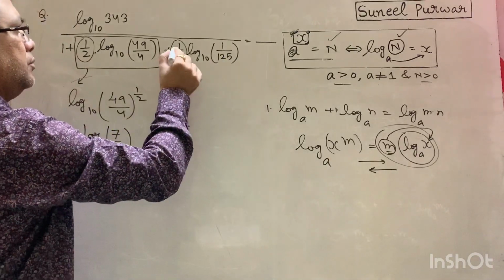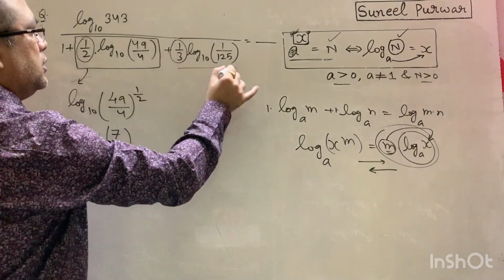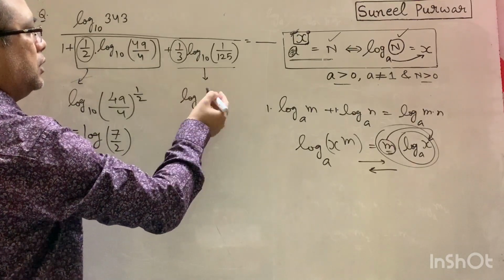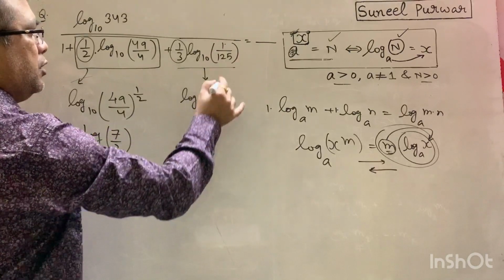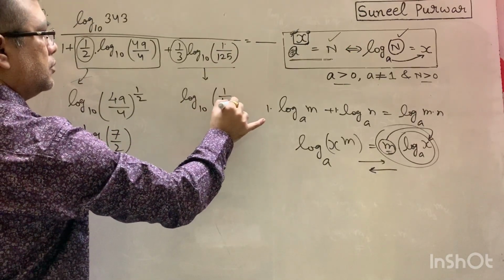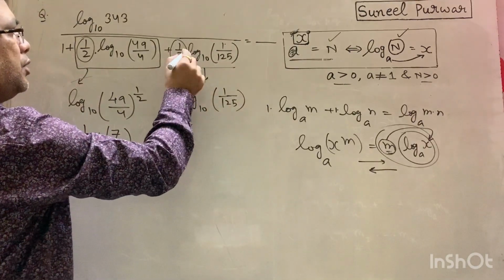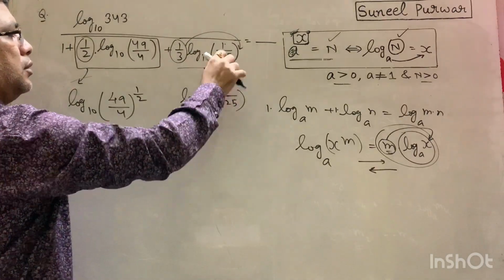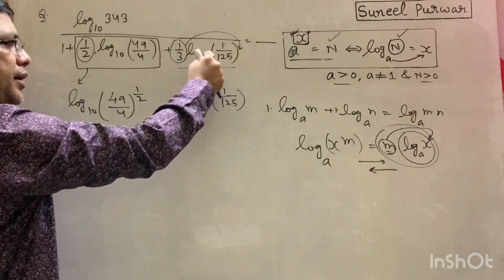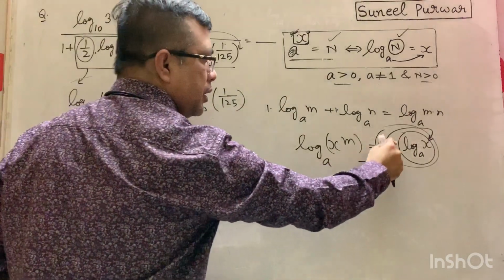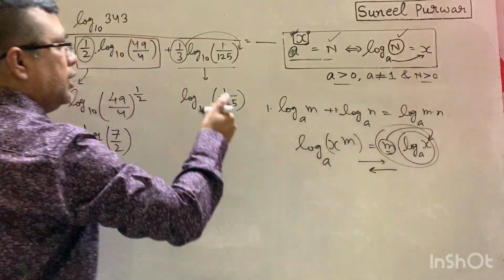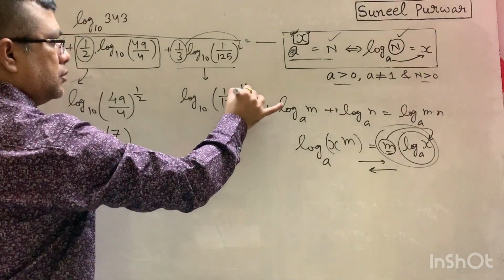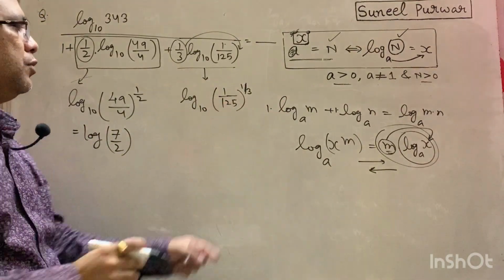Similarly, treat this one. So this is logarithm of 1 by 125, and this number 1 by 3 is multiplied. So this number 1 by 3 will go to the exponent of this bracket. X to the power m, it will become x to the power m. So what is that? 1 by 3. What is the cube root of 125?